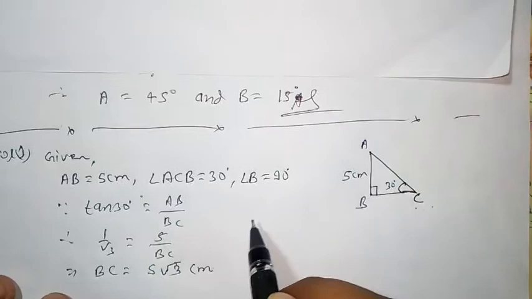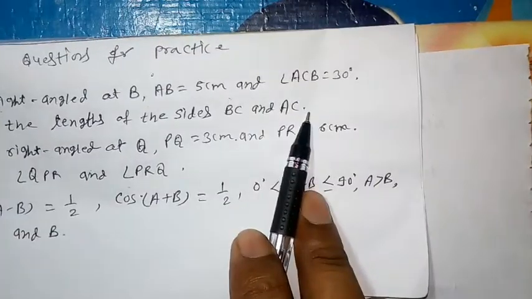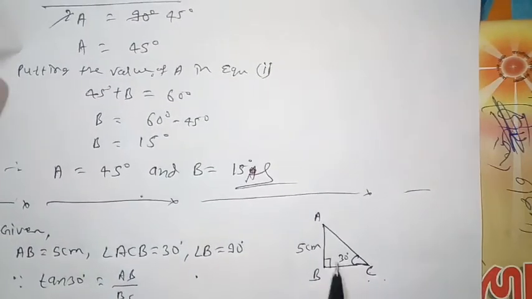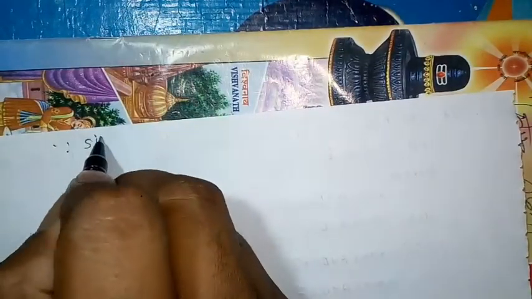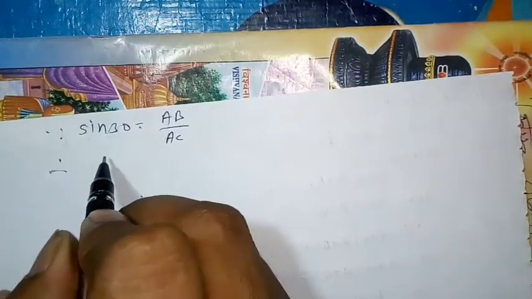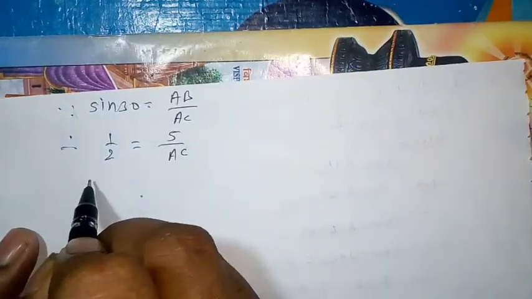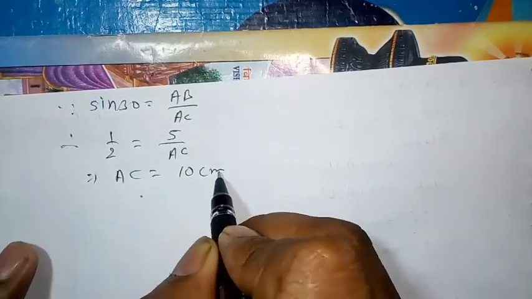Again, next I find AC. In the figure AC is hypotenuse, so I am taking sin 30, perpendicular by hypotenuse, because sin 30 degree is equal to AB by AC. Therefore the value of sin 30 is equal to 1 by 2 is equal to 5 by AC. Implies AC is equal to 5 into 2, 10 centimeter.